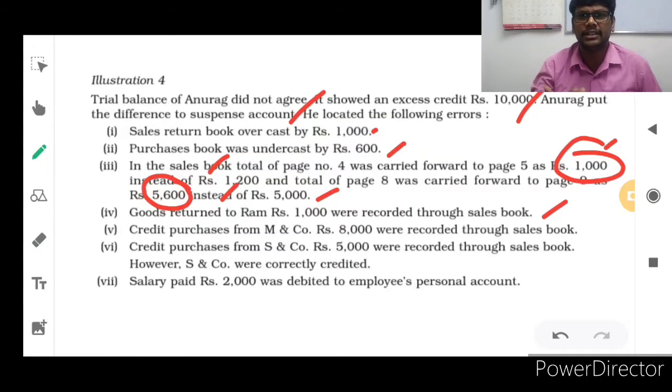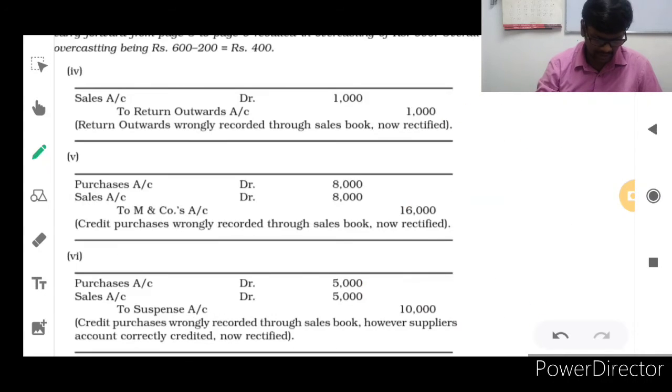Actually, if we are returning the product, what product can we return? Only a purchased product can be returned, which means it is a purchase return. Instead of correcting in the purchase book or purchase return book, we did this transaction as a sales return, isn't it? In the sales book. So anyway, sales should be debited and purchase return should be credited. That is the correct entry.